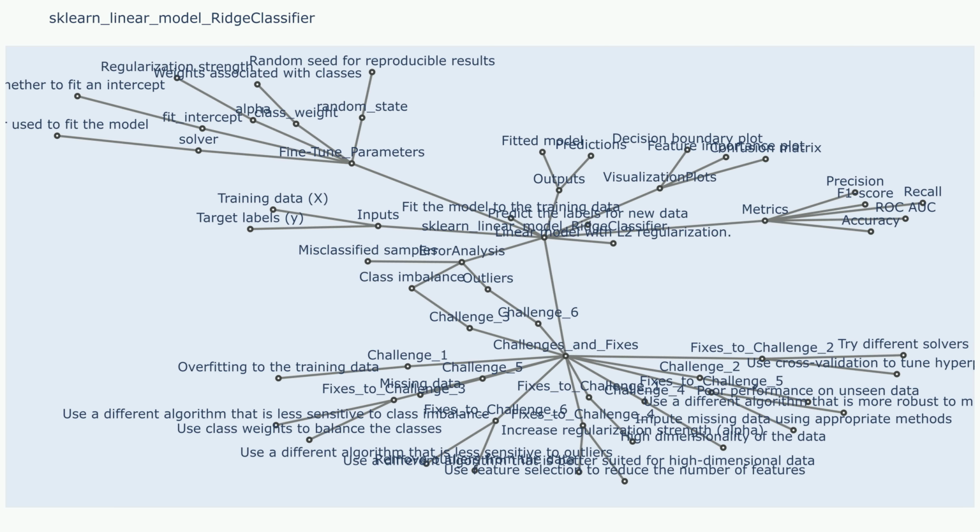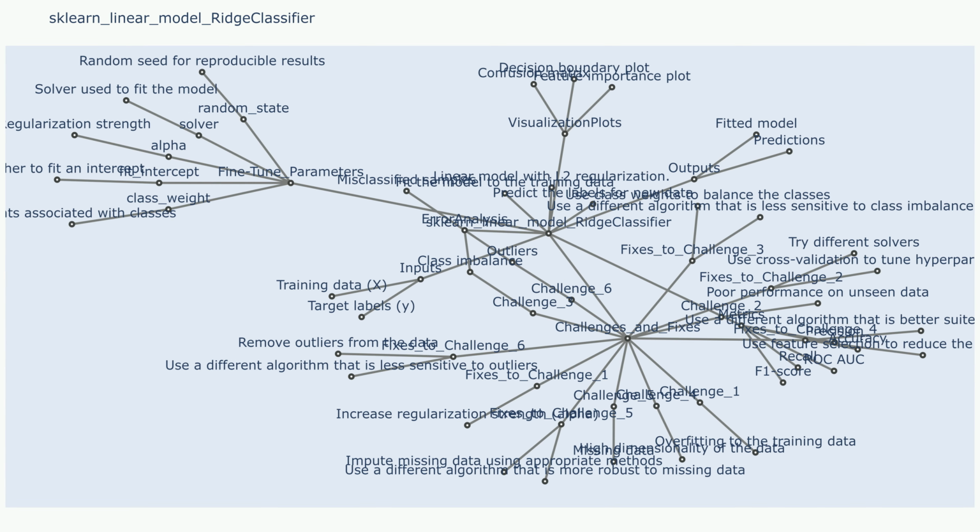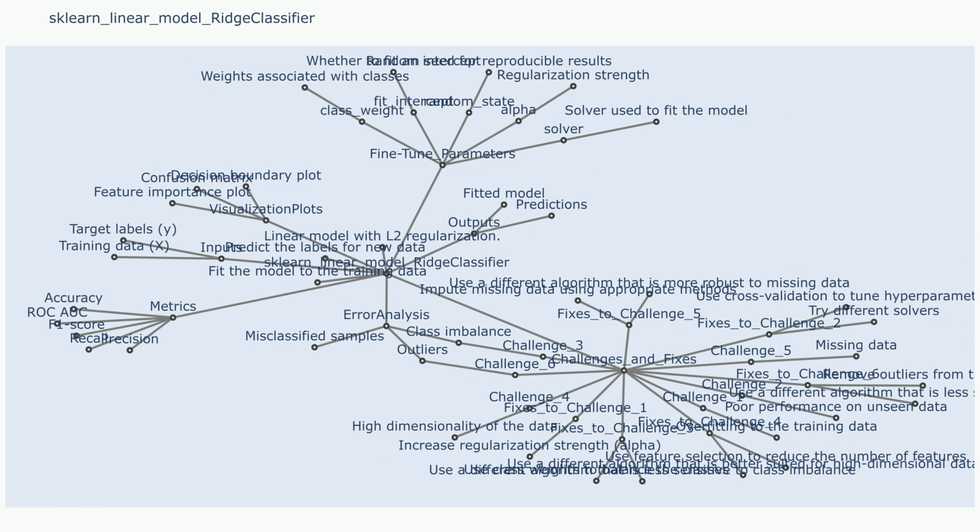sklearn, linear model, ridge classifier. Description: Ridge classifier is a linear model for classification that adds a regularization term to the loss function. This regularization term is the squared magnitude of the weight vector. This forces the model to have smaller weights, which can help prevent overfitting. It is particularly useful when the number of features is large or when the features are highly correlated.